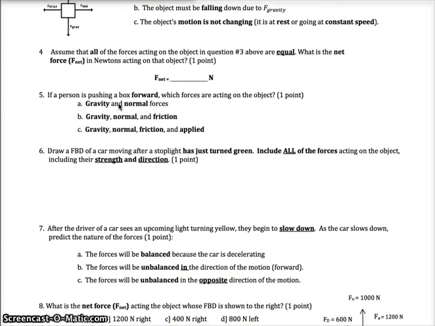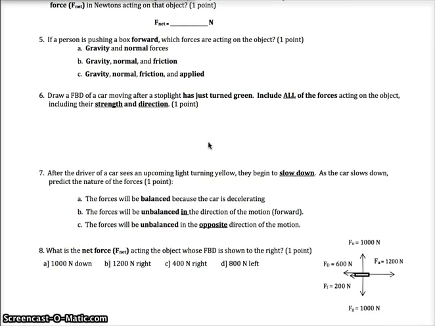Number 5. If a person is pushing a box forward, which forces are acting on the object? So if a person is pushing on the box forward, which forces are acting on the object? Is it A, just gravity and normal forces? Is it B, gravity, normal, and friction? Or C, gravity, normal, friction, and applied?